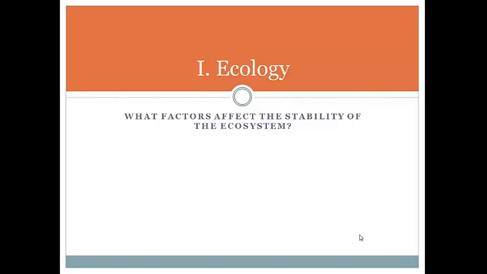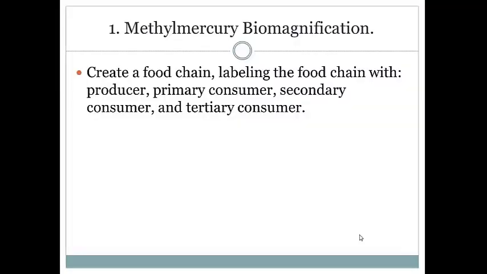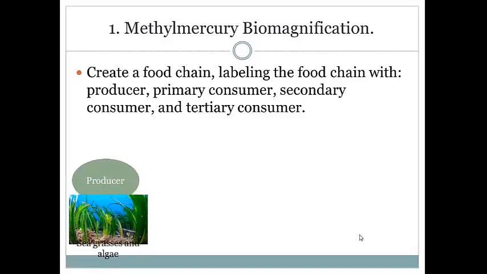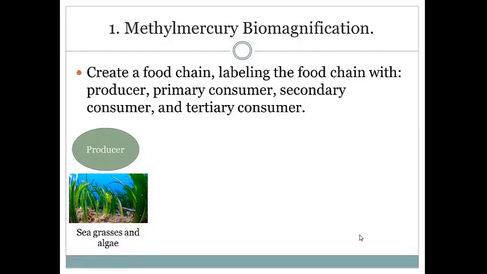First section is about ecology. First question is about methyl mercury biomagnification. It asks you to create a food chain, labeling the food chain with the producer, primary consumer, secondary consumer, and tertiary consumer. So at the bottom of our food chain is our producers.